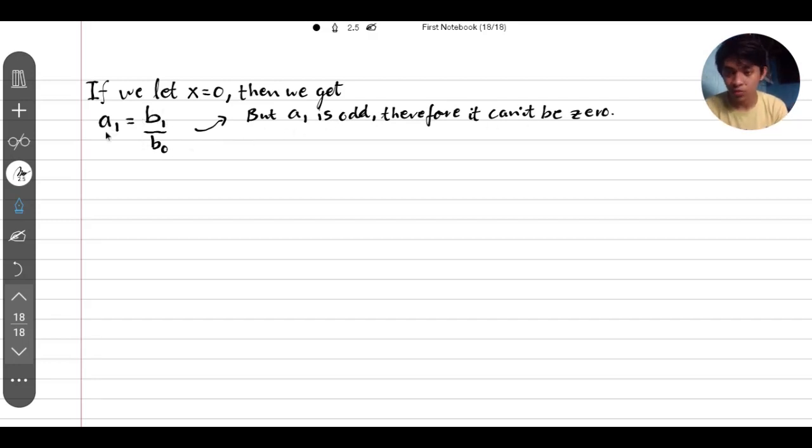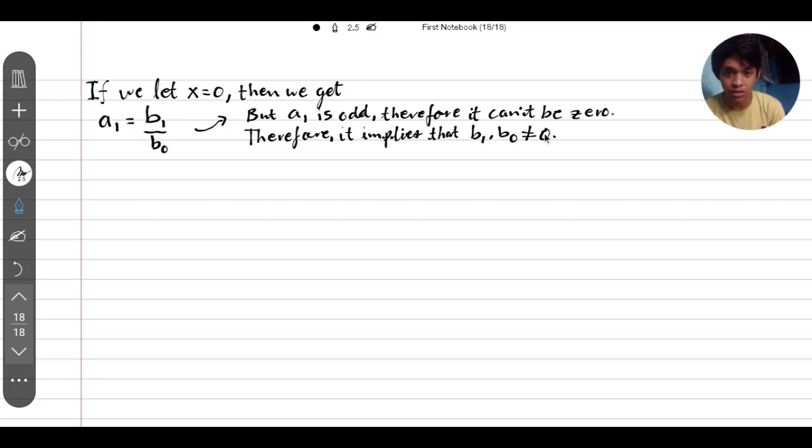Therefore, it implies that since a sub 1 is odd, there is no way that b sub 1 is 0. Also, b sub 0 is not 0, because if b sub 0 is 0, then it will be an undefined number. Therefore, since a sub 1 is an odd number and it was not given that a sub 1 is undefined, we have an assurance that b sub 1 and b sub 0 are both non-zero numbers. So we have this first step.